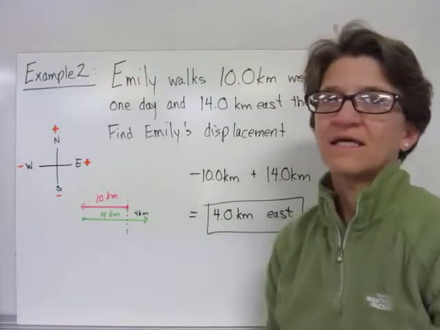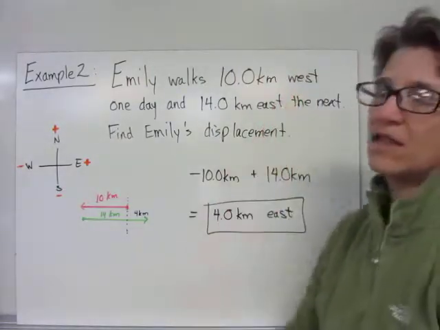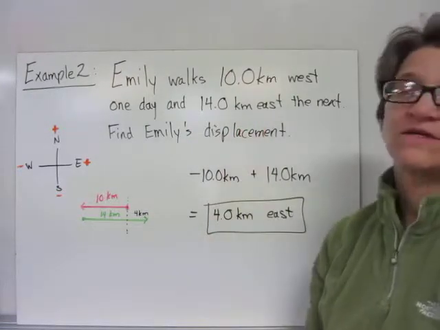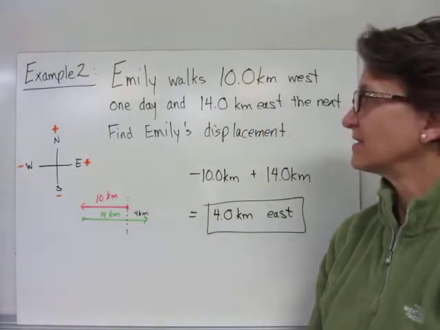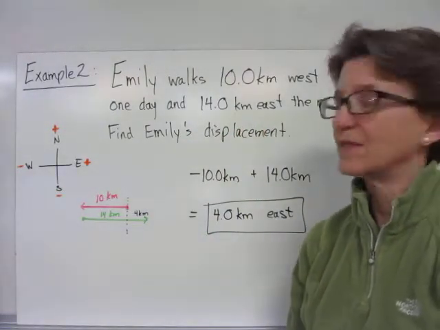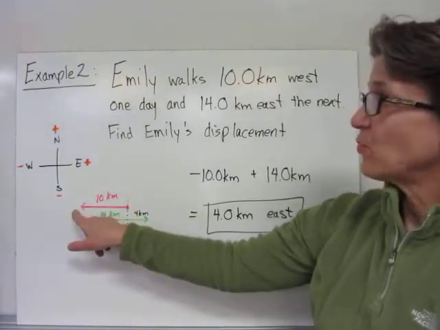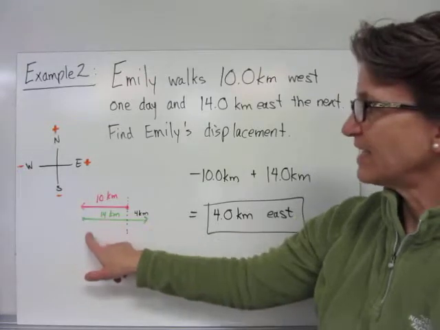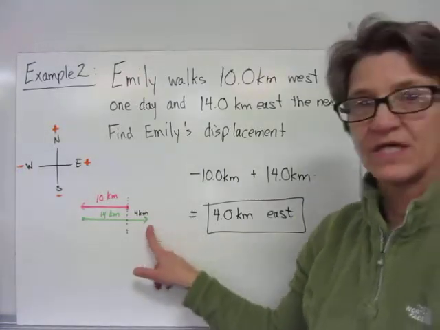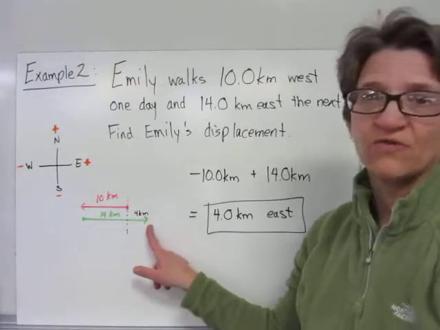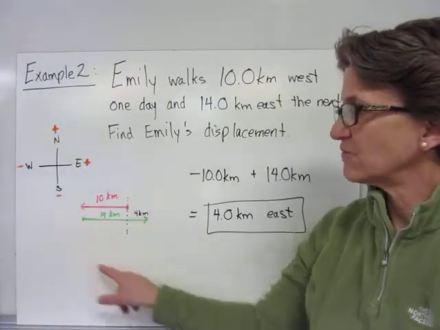In our second example, Emily walks 10 kilometers west one day, and then she heads 14 kilometers east the next. Find her displacement. She walks 10 kilometers west one day. The next day, she turns around and walks 14 kilometers east. Her net displacement is 4 kilometers. So we can see this graphically.